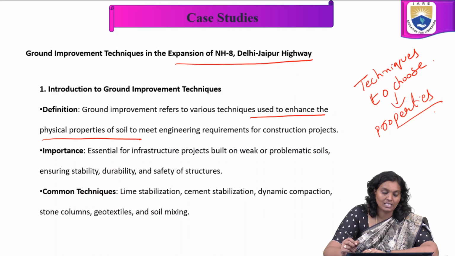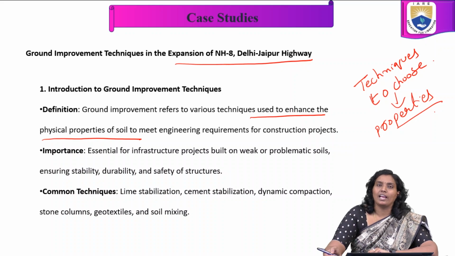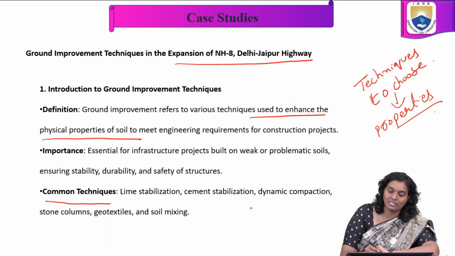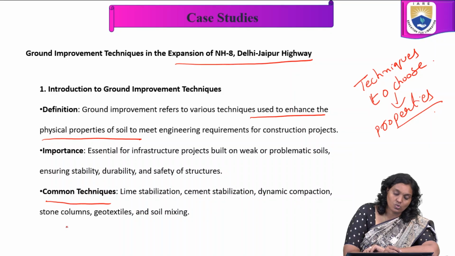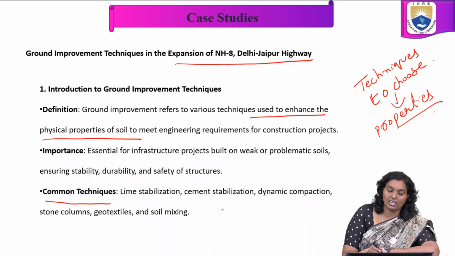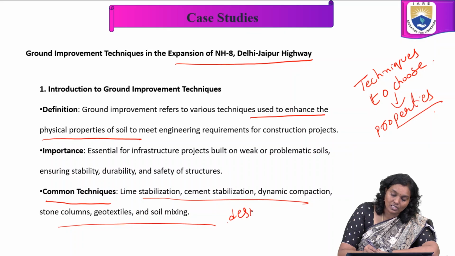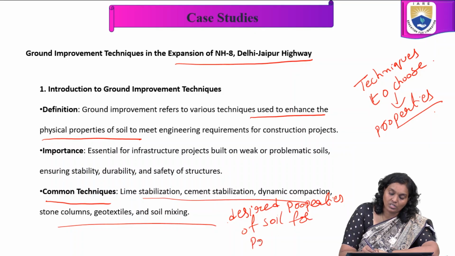Now, the importance: it is essential for infrastructure projects built on weak or problematic soil, ensuring stability, durability and safety of structure. These common techniques: lime stabilization, cement stabilization, dynamic compaction, stone columns, geotextiles and soil mixing are the various techniques which we use to get the desired properties of the soil for project requirements.